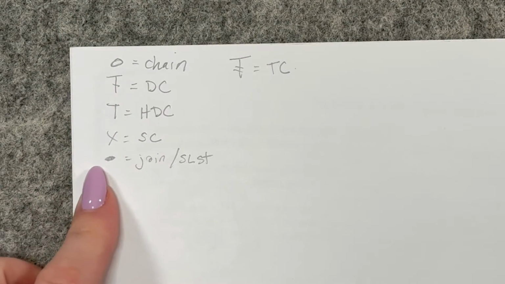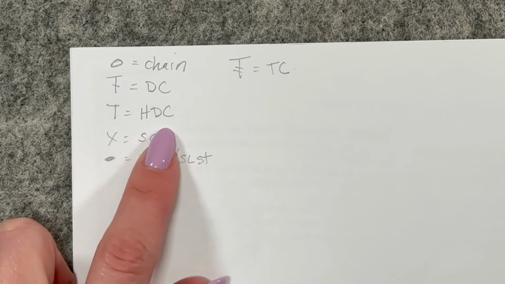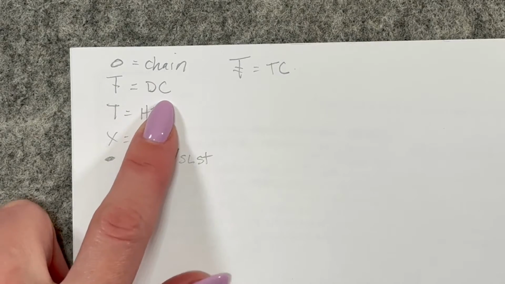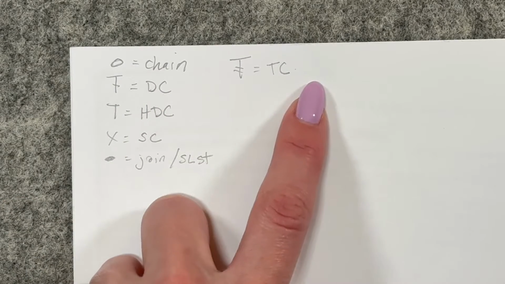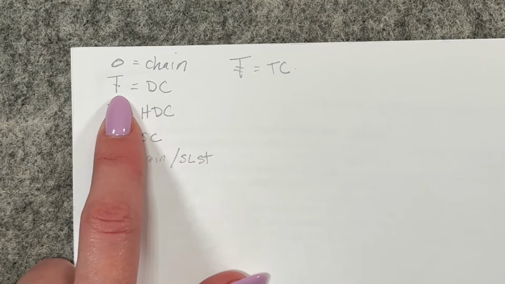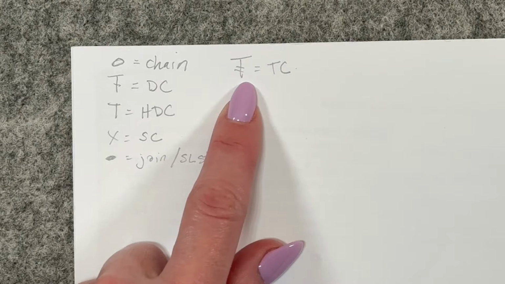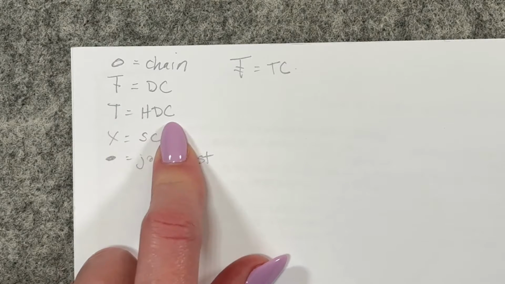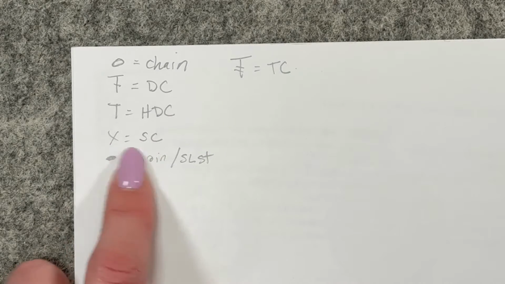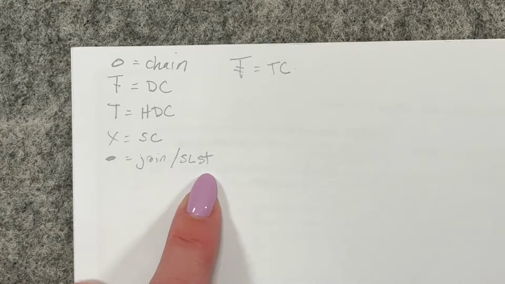These are the basic symbols for the chart. An oval means chain. The T is a half double crochet. A T with a slash is a double crochet, and a T with 2 slashes is a treble crochet. The slash just symbolizes the number of yarn overs that you do. For a double crochet, we do 1 yarn over. For a treble, we do 2. And for a half double crochet, we only do the initial one when we just do the basic stitch. An X is a single crochet, and this filled in oval means that you're joining and slip stitching.